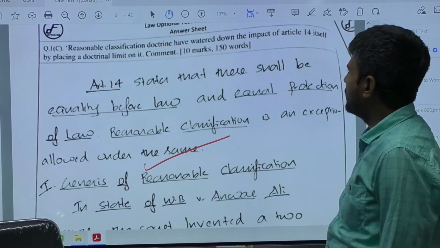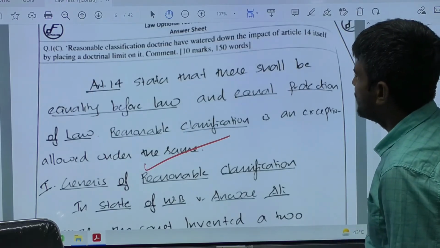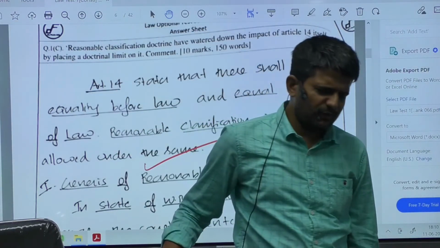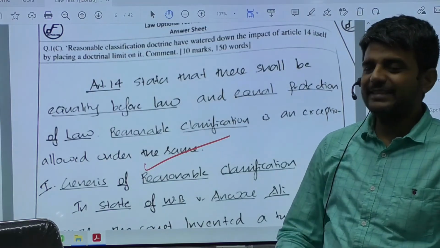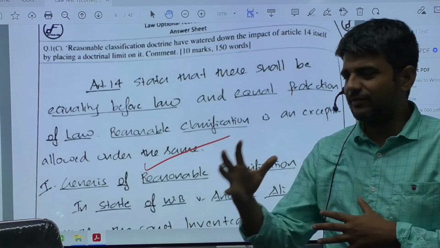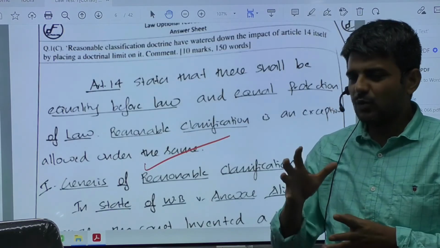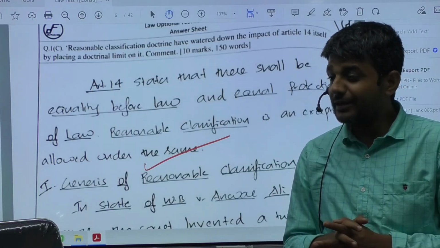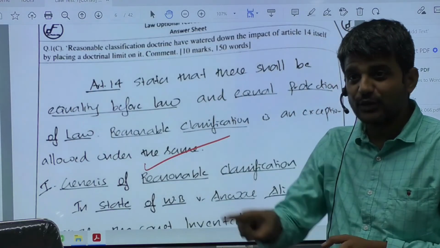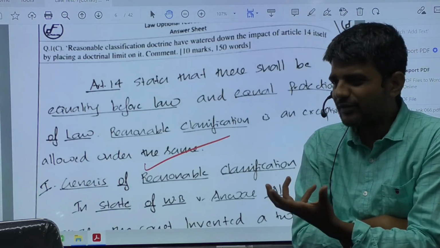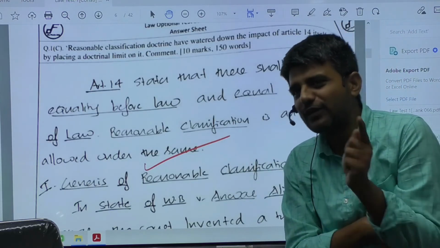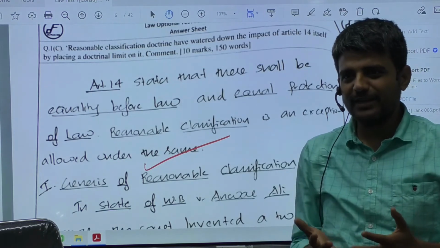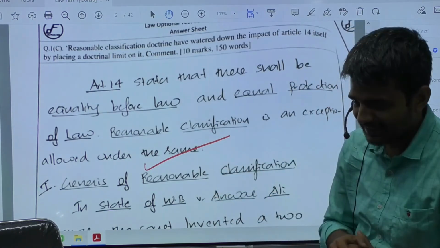Reasonable classification doctrine has watered down the impact of Article 14 itself by placing a doctrinal limit on its command. Philosophical question, last year's question also, it is repeated. I think in 2016 the question came. This essentially says that by giving multiple doctrines of Article 14, the court has capped Article 14 itself. Now if the legislature has to use Article 14, there is an additional limitation that it must not violate various doctrines of Article 14. So what actually those doctrines have done, they have watered down the impact of Article 14 itself. It could have been an ocean, but the court has said that no, it can be these rivers only. Does this make sense?